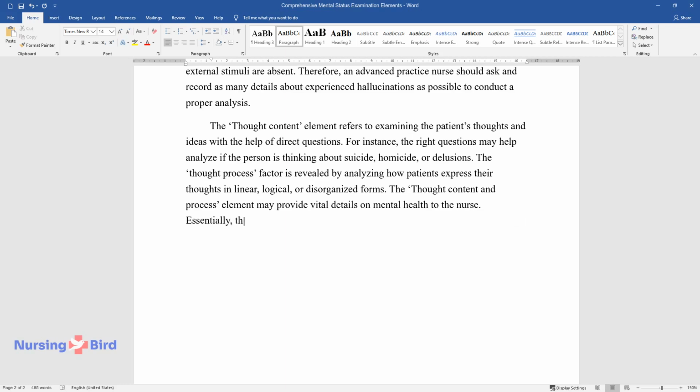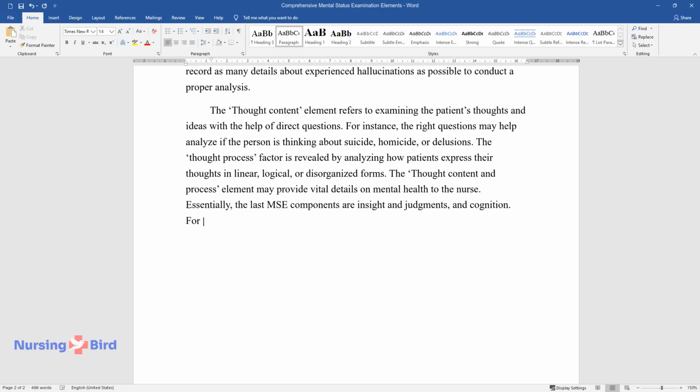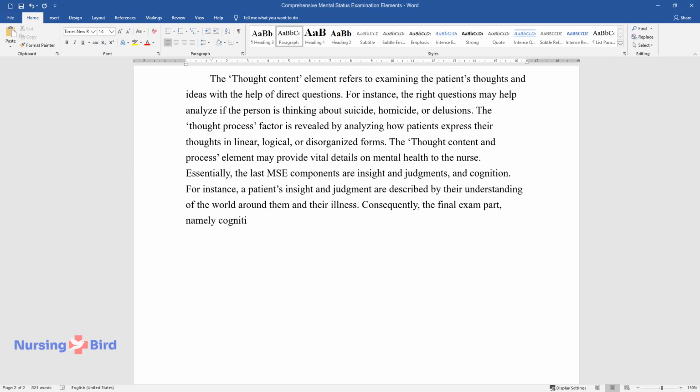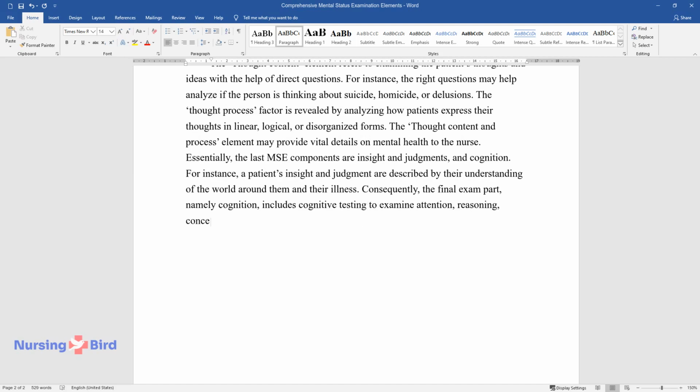Essentially, the last MSE components are insight and judgment, and cognition. For instance, a patient's insight and judgment are described by their understanding of the world around them and their illness. Consequently, the final exam part, namely cognition, includes cognitive testing to examine attention, reasoning, concentration, and memory.